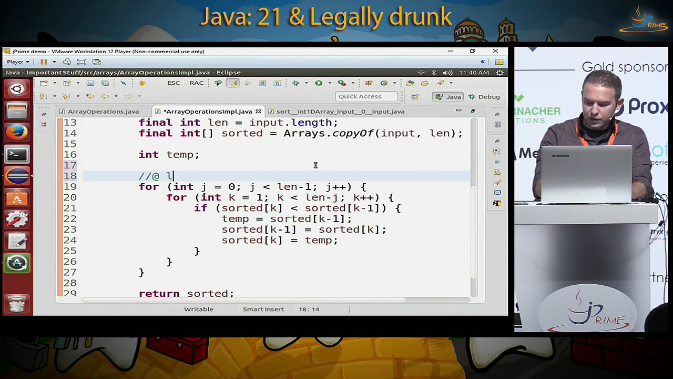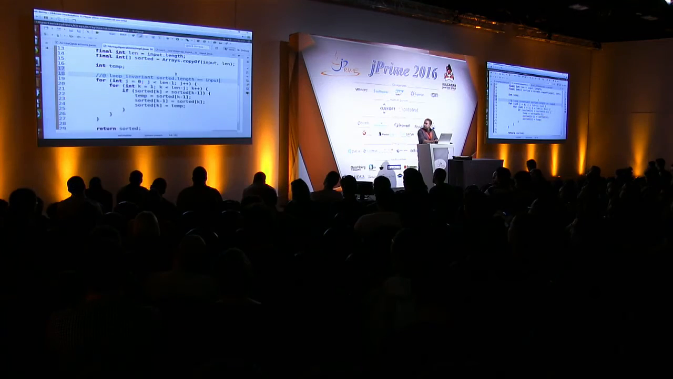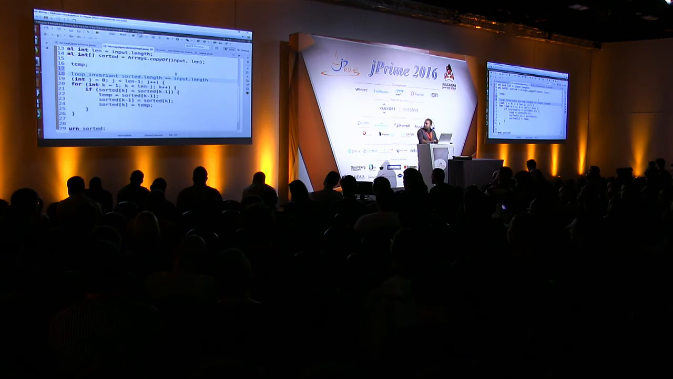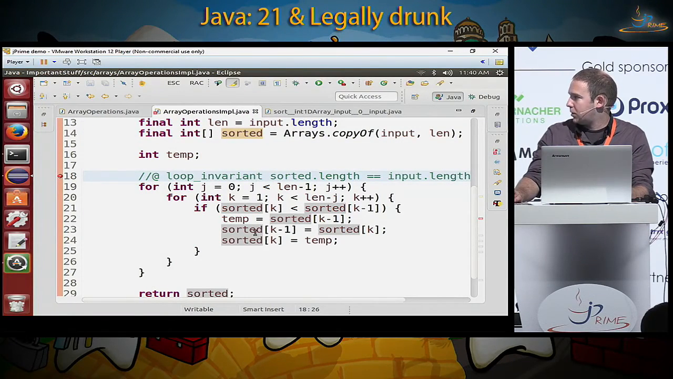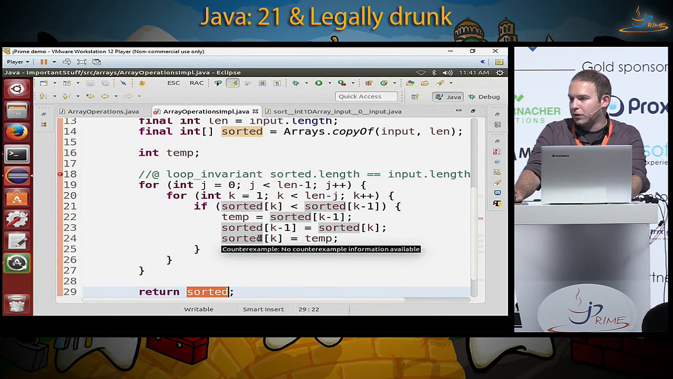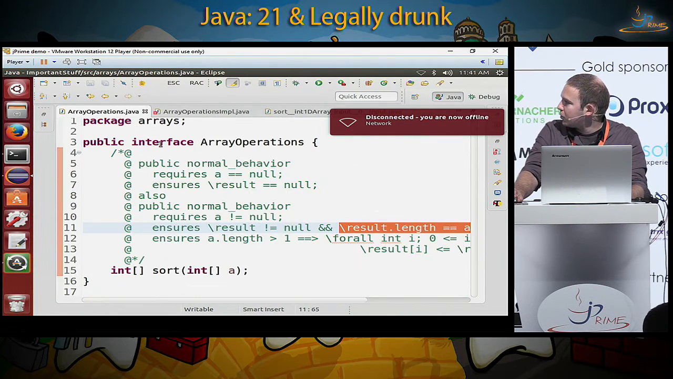And we can even define it more strongly here. We can say loop invariant: sorted.length is equal to, what was it? input.length. So this is pretty obvious also from the code here. So here, the two arrays have equal lengths. Here we have an invariant, which can be proven. It's pretty obvious here, but it can be proven also in an automated way. And here we just return the result. So we have proven that this property here holds.